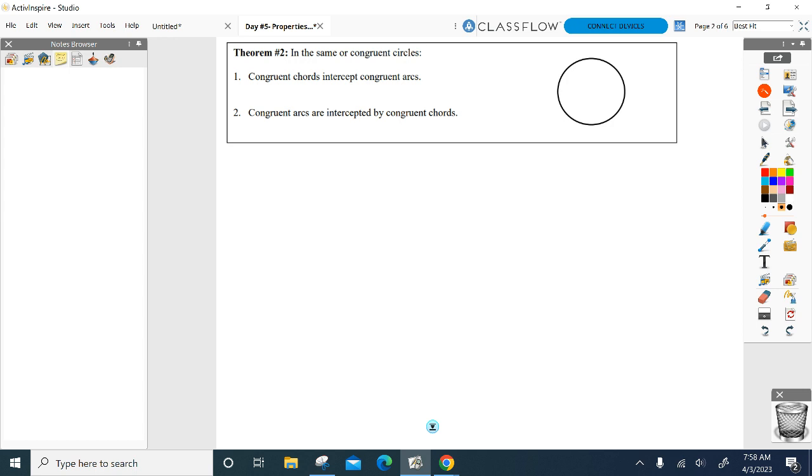Draw me a chord in this circle. Go ahead, put your center in first. So theorem number 2, draw me a chord. And draw me a second chord in that same circle that looks congruent to your first one. Not the greatest.